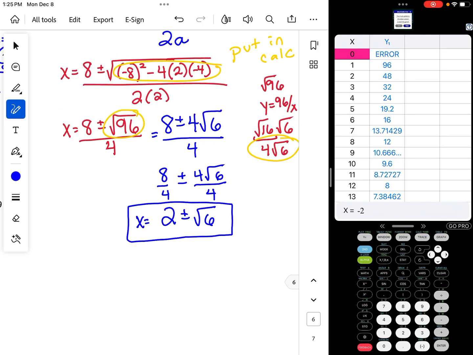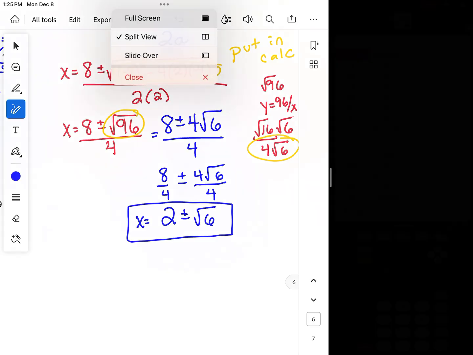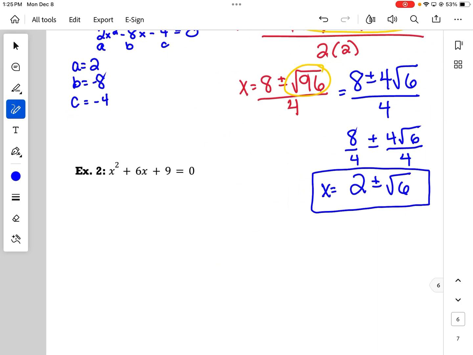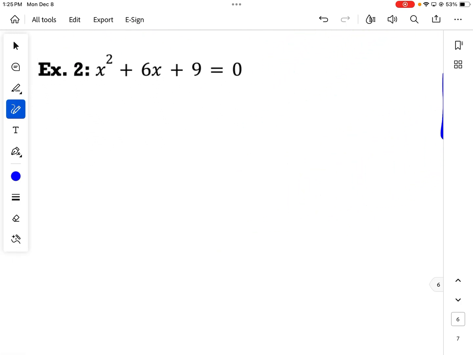They're not all like this. Some of them simplify out to where you don't have square roots. I would say this is the hardest example of the whole page. Okay? So that's a good thing. That's a good sign. All right, let's look at the second one.